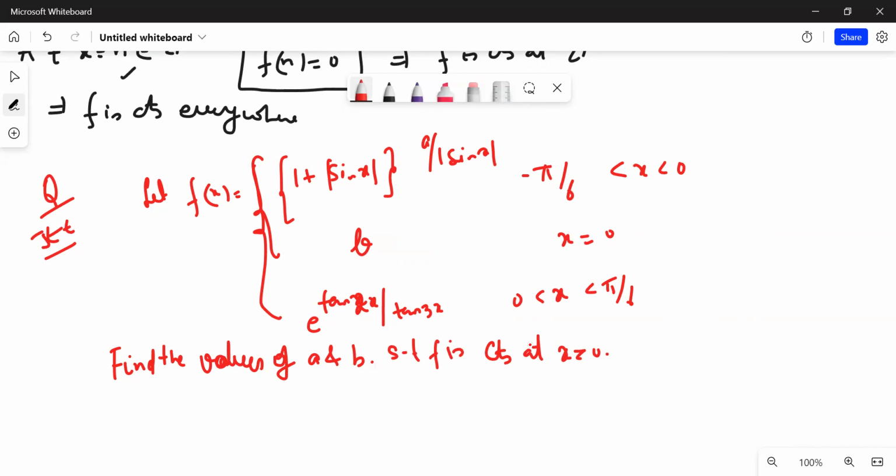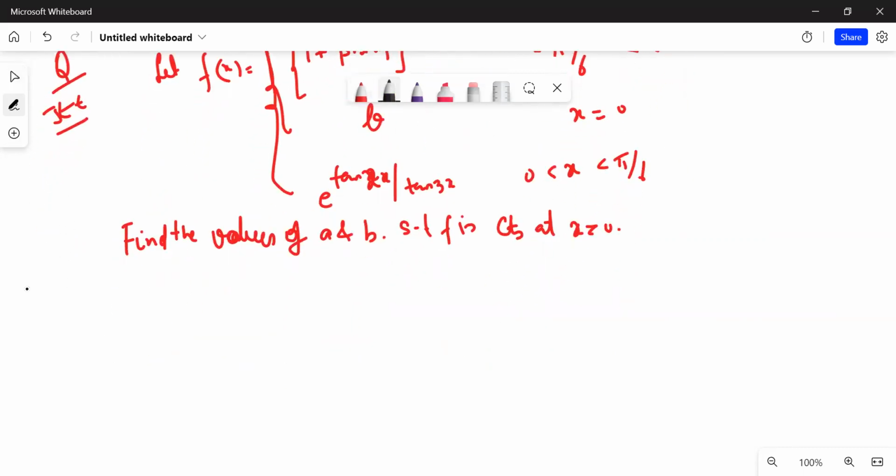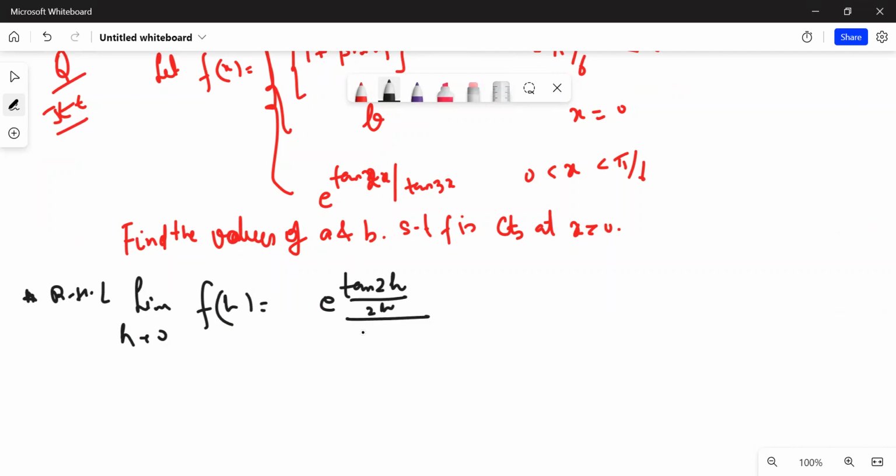This is a simple question again. Simply तुम्हें limit evaluate करनी है. So you have to take a left hand limit and you have to take a right hand limit. So just as a hint I'm giving, try to find the right hand limit and try to find the left hand limit. So right hand limit क्या हो जाएगी? Limit h tends to 0, f of h. So to the right of it, it is e to the power tan 2h divided by 2h, and then divided by tan of 3h divided by 3h.